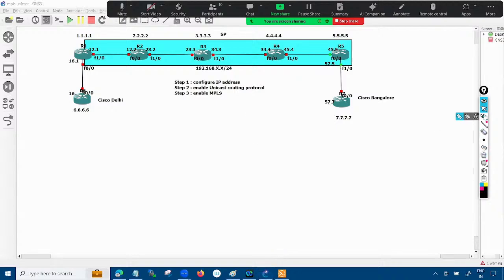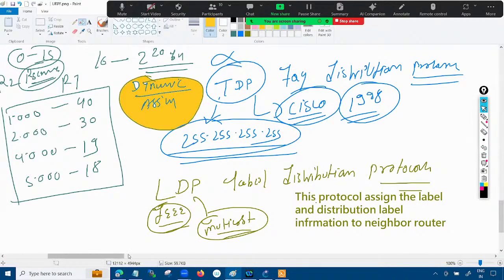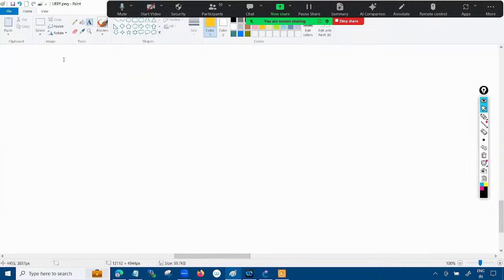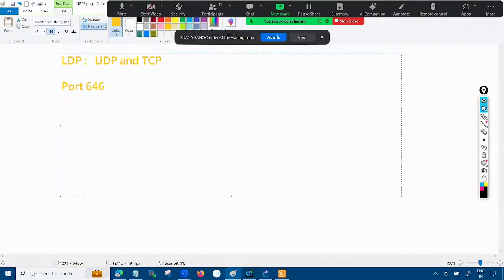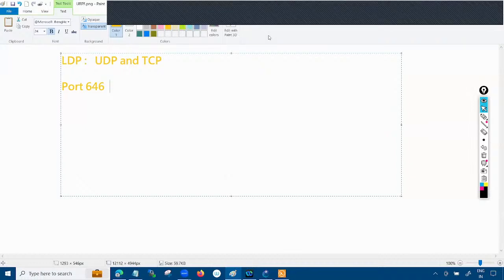One more thing that's very important. LDP is one of the protocols, I can't say the only one. LDP uses both UDP and TCP, with port number 646. TDP is using 711. Nobody will ask you the port number of TDP, it's totally obsolete. Yes, sometimes they will ask what the difference is between TDP and LDP.